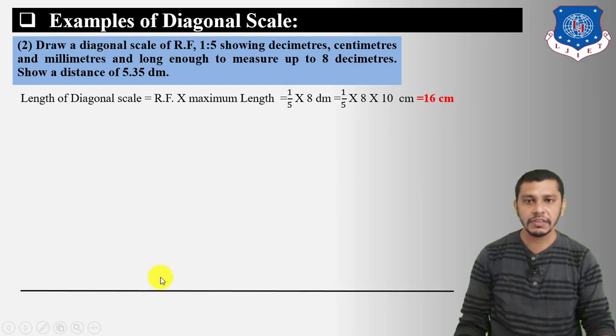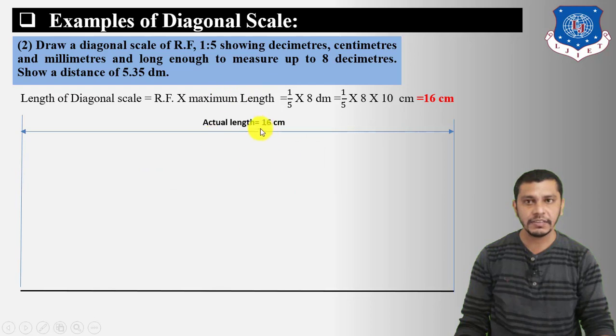So first of all draw the scale length of 16 centimeter. This will be the actual length of the scale. Now here on the 16 centimeter we have to show 8 decimeters, which is our maximum scale length. So now we have to divide this line into 8 equal parts. On the first main division show 0, 1, 2, 3, 4, 5, 6, 7, 8. So this is our main scale, and on the main scale we have shown the decimeters. So right now we have represented 8 decimeters on the main scale.